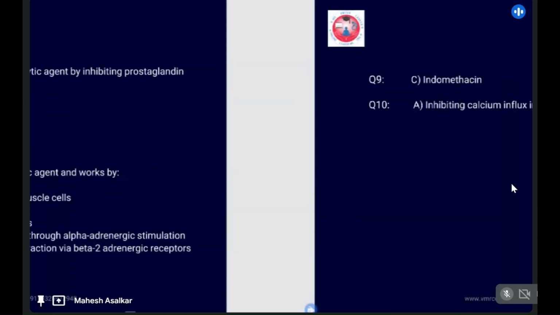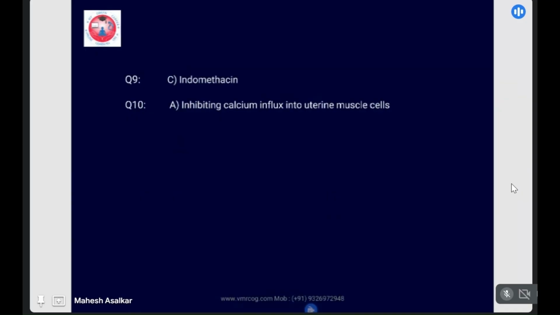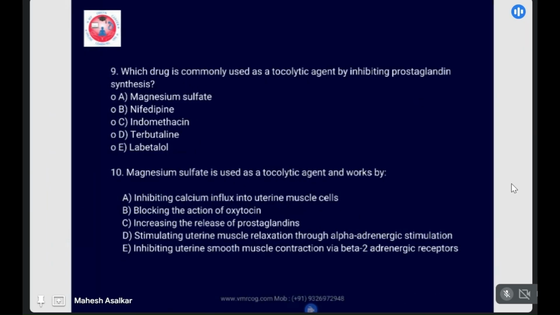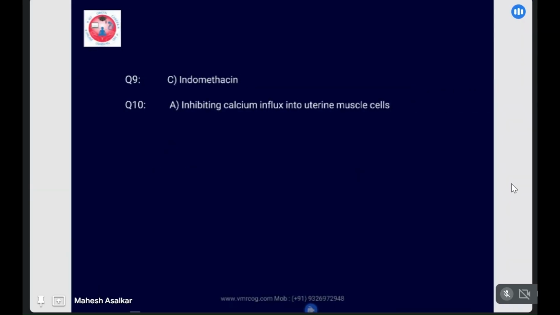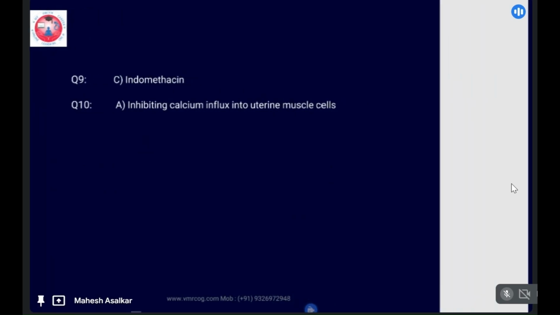Let's go to the answers. Question 9 answer is indomethacin, and question 10 is inhibition of calcium influx into the uterine muscle cells. Just remember that magnesium and calcium are antagonistic to each other, and magnesium's mechanism of action is inhibition of calcium influx into the uterine muscle cells. Calcium is used as an antidote for magnesium sulfate, for reversing its action.